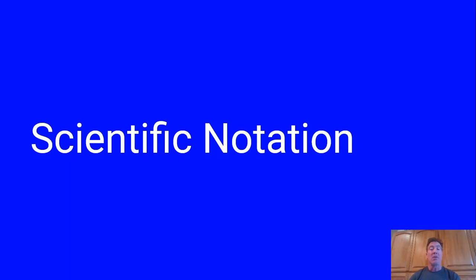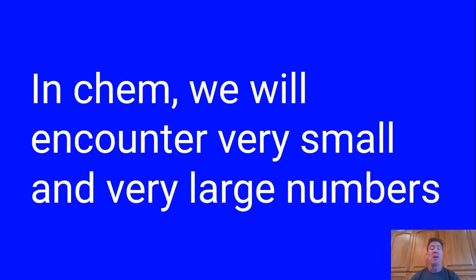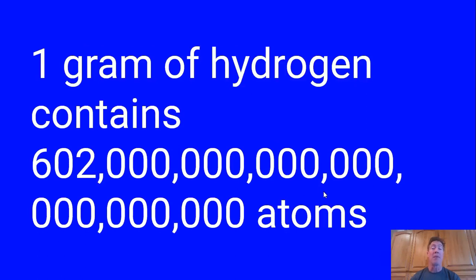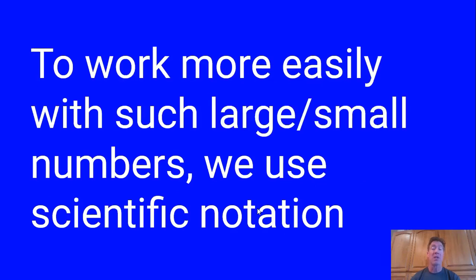We need to talk about scientific notation. In chemistry, we will encounter numbers that are both very, very small and very, very large. For example, the mass of an atom of gold is 0.00000000327 grams. That is a very, very small number. 1 gram of hydrogen contains 602 hextillion atoms. That's an astonishingly large number. So to work more easily with such large and small numbers, we use what is known as scientific notation.